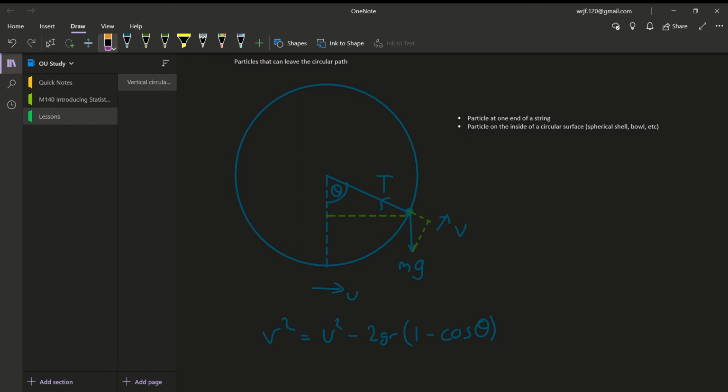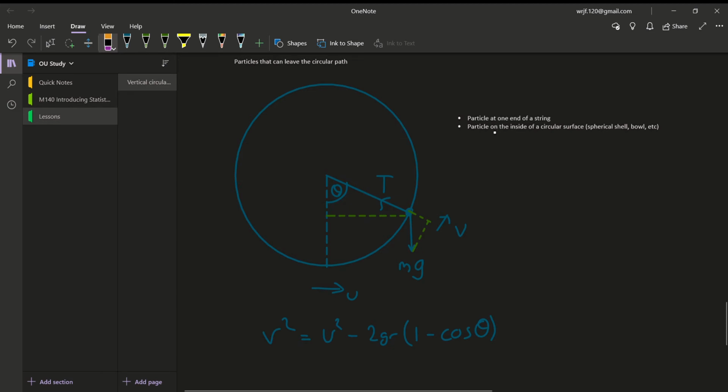In this video I want to look at the case where a particle is performing vertical circular motions, but the particle now can leave the circular path. It's not fixed in that path. A couple of examples of situations where that might happen I've listed here.